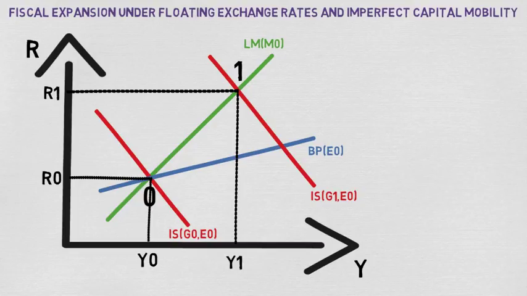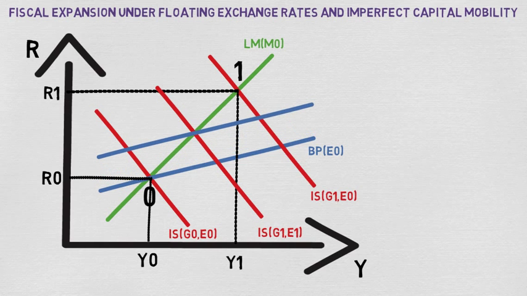The increase in interest rate means that there is an improvement in the capital account, and the increase in income leads to a deterioration in the current account. The higher interest rate means that there is excess demand for domestic currency, and so there is an appreciation in domestic currency, leading to a fall in E from E0 to E1. This has an effect on both the IS and BP curves, the IS curve shifting left from IS G1E0 to IS G1E1, and the BP curve shifting up from BPE0 to BPE1.